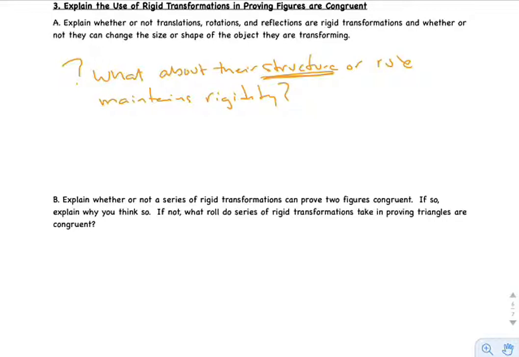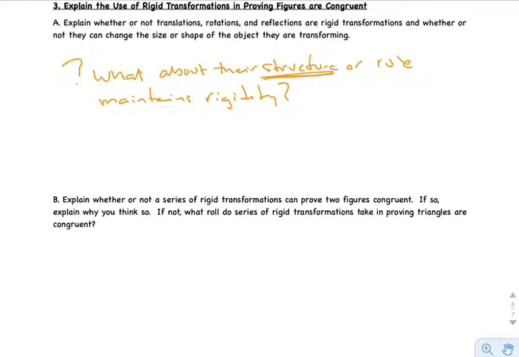So, here's where things like parallel and perpendicular, bisector, and circles even would come back into the conversation, because those structures, the way they're formatted in translations, rotations, reflections, will actually keep the shape the same. So you have to tie that bridge together. Okay, but that's what a good answer would also include. What about their structure maintains the rigidity?